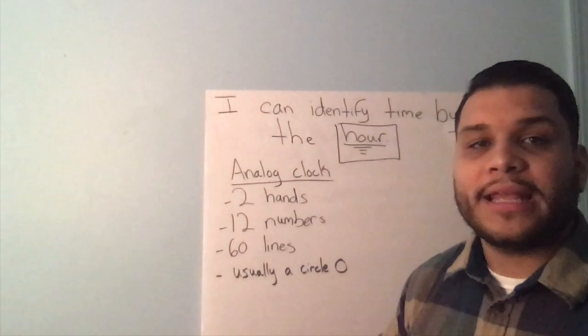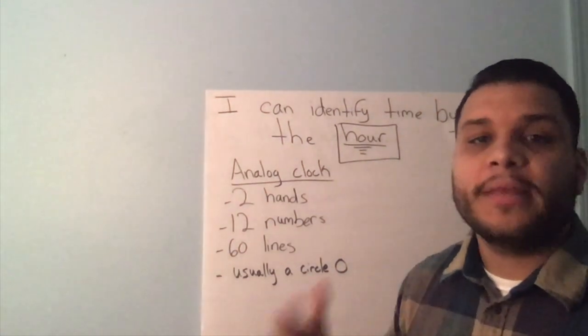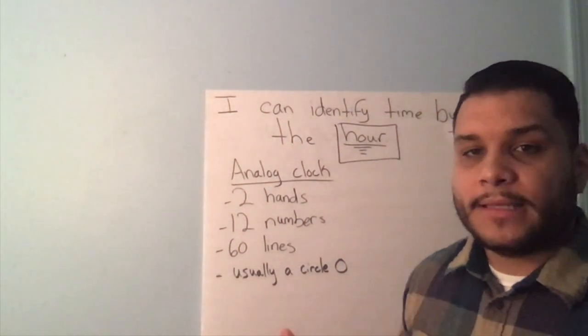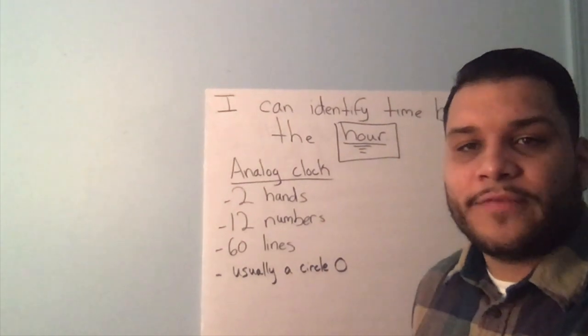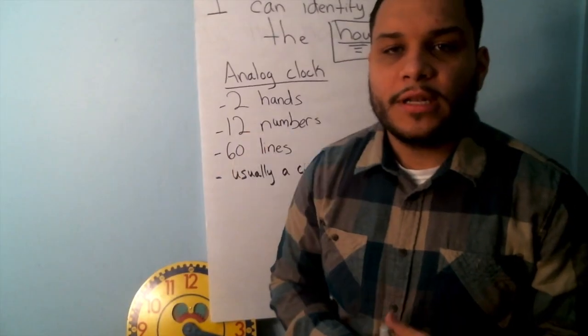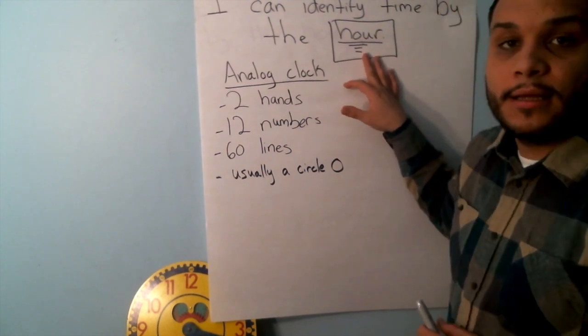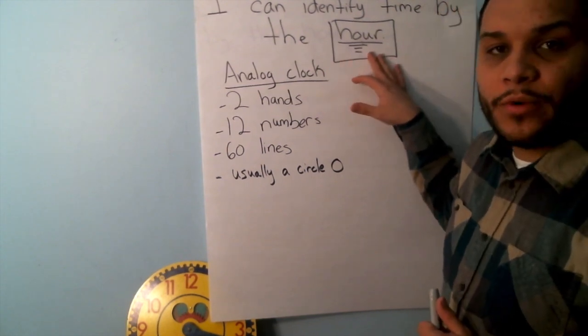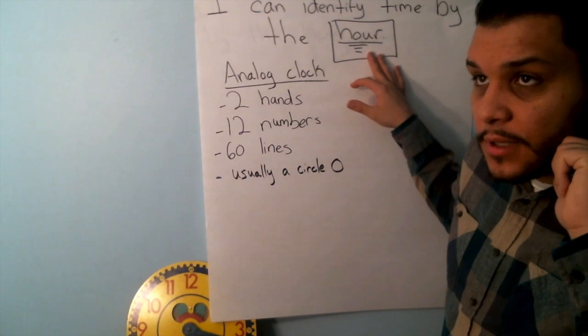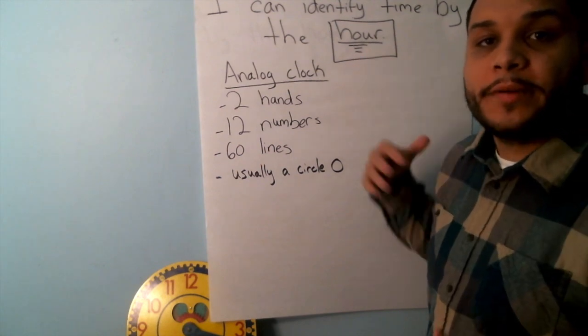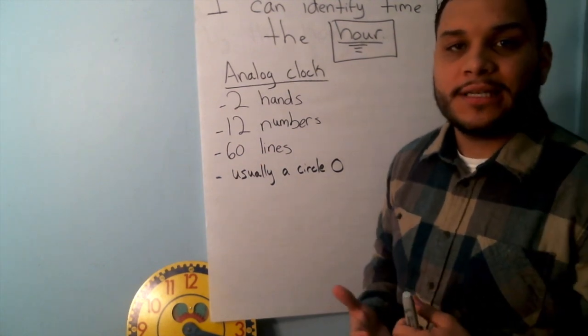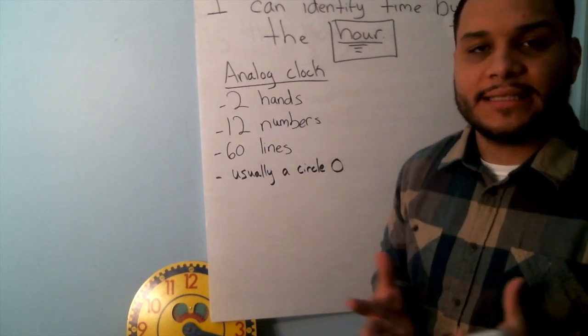So these were the attributes or the characteristics that we learned yesterday of an analog clock. This is the way that we can identify. Say it with me, identify. These are the different ways that we can identify an analog clock. Now when we look at our I can statement, there's a word that I boxed in. That word is hour. What is the word? Awesome job. We've been talking yesterday and briefly today that in an hour there are 60 minutes.